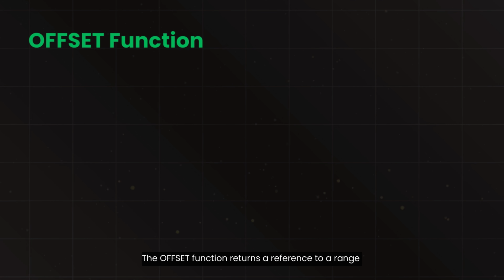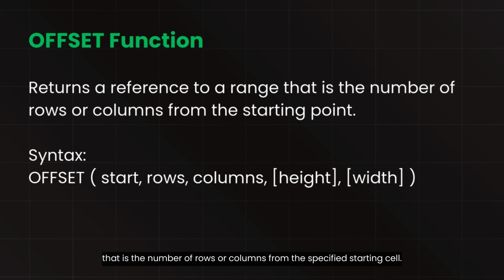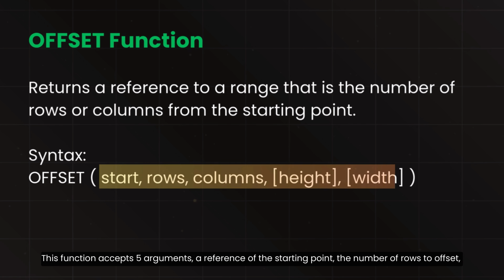The OFFSET function returns a reference to a range, that is the number of rows or columns from the specified starting cell. This function accepts 5 arguments: a reference of the starting point, the number of rows to offset, the number of columns to offset, optional height in rows, and optional width in columns.